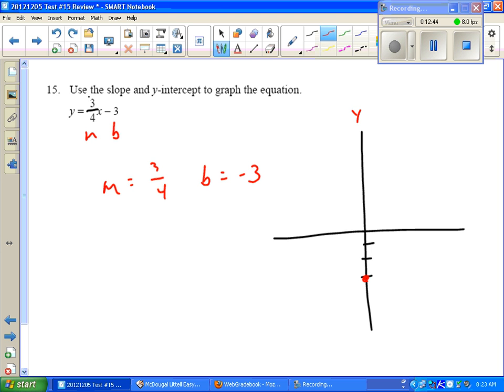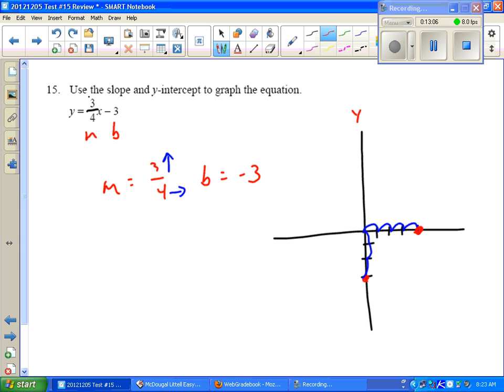Then your slope, or your m, tells you where to move. It tells you to go up 3 and to go to the right 4 times. So we're going to need to make sure we make a couple of marks. Again, if you want to use graph paper, that's fine. It's not necessary. So from the point we already made, go up once, twice, 3 times, and to the right 1, 2, 3, 4 times for your second point, and put it.